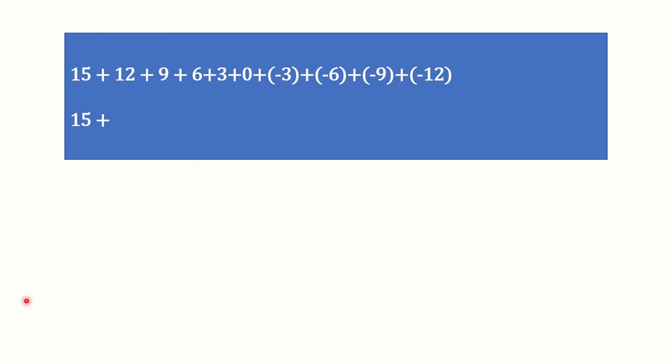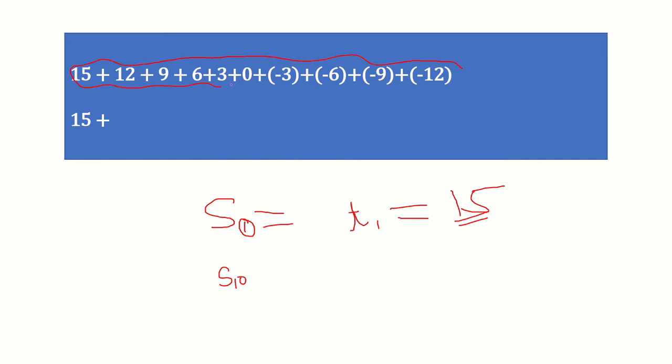What does S1 represent? S1 represents the sum of first one term. Sum of first one term means it is T1 itself. And how much is T1? T1 is 15. It means if we take S1, it comes out to be 15. And if we take S10, S10 means this one. You can count, altogether we have 10 terms over here. S10 is also 15.